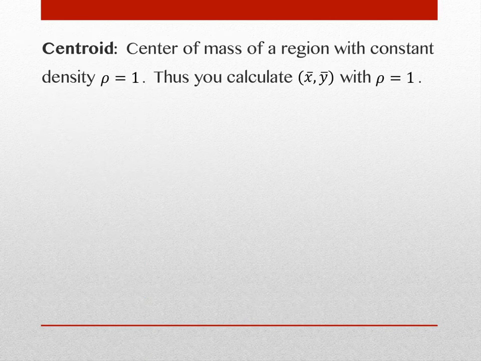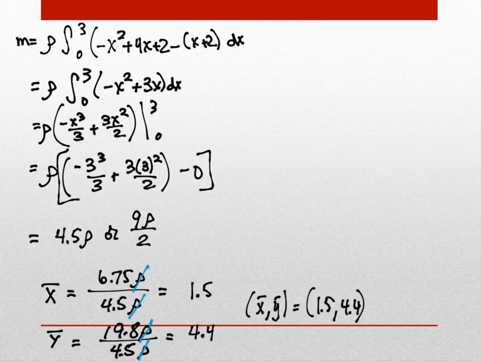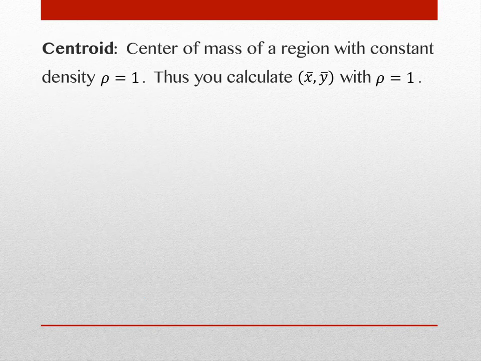So centroid is the last thing to talk about. The centroid is the center of mass of a region with constant density where rho is equal to 1. So we would calculate x bar, y bar with rho equal to 1, but we found out last time that it really doesn't matter what rho is. It cancels out anyway, right? So in a very real sense, we're doing all this calculation. We just aren't going to have a rho in it when we're finding our answer at the end, because they cancel out anyway. So a centroid specifically is a planar lamina with a constant density where it's equal to 1.